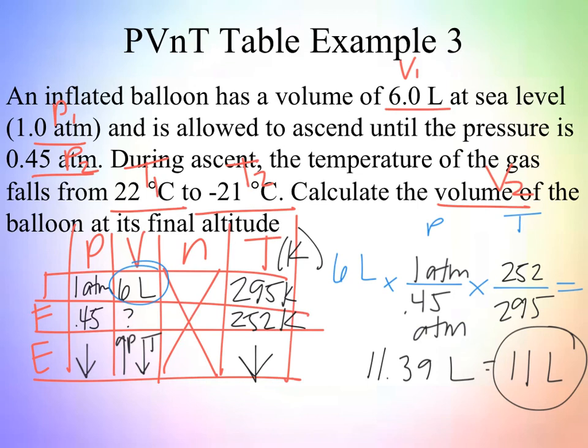So these are just some examples using these PVnT tables. It's just another way to do these gas law problems, and once you get the hang of it, it's actually pretty simple, and it keeps the relationships in your mind. So like if pressure goes up, volume goes down. If pressure goes up, temperature goes up. If number of moles goes up, pressure goes up. So it's important that you know all of those relationships as well, but now these PVnT tables also bring the math into it.